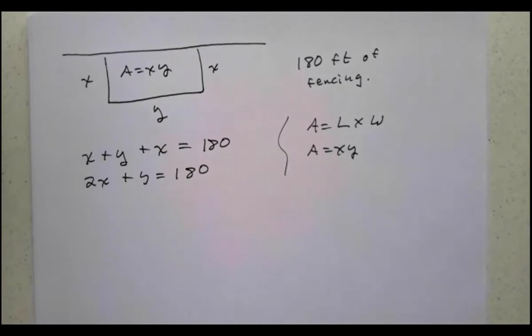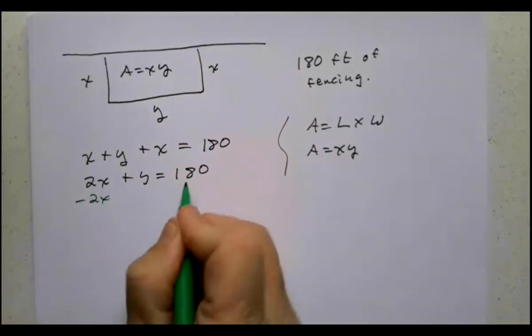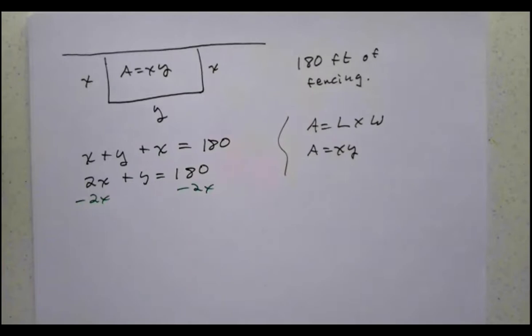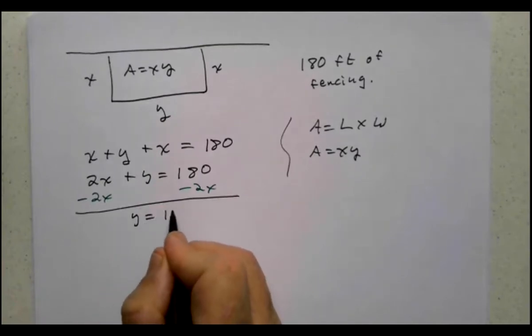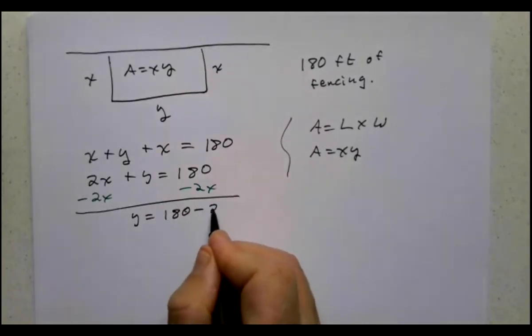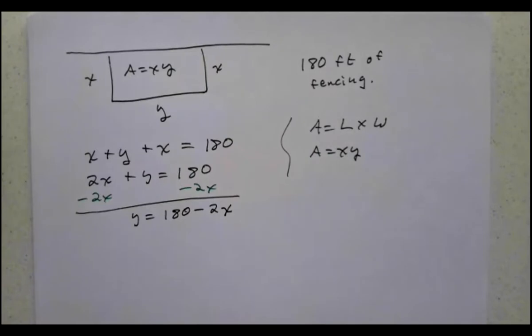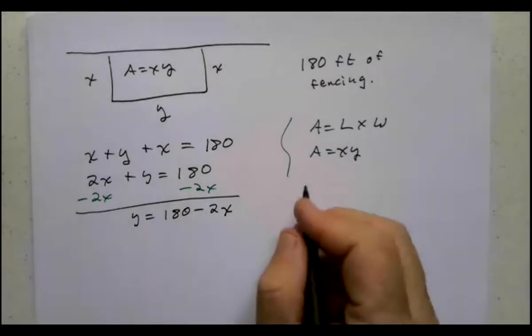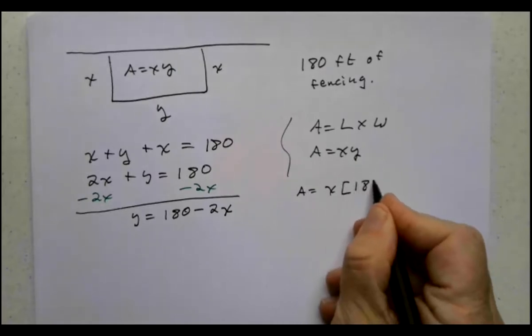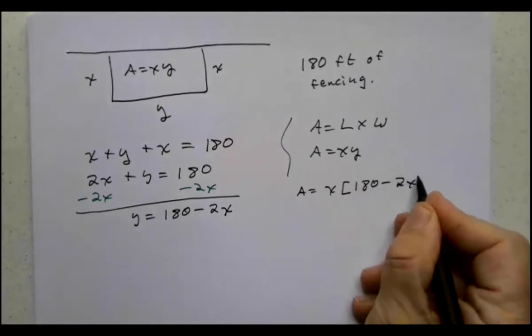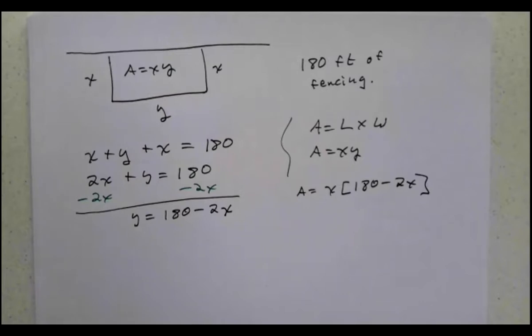I'm going to subtract 2X from both sides here. And what do I get? Y equals 180 minus 2X. So now my area is X times Y. My area function will be X times 180 minus 2X. And this is what we want to maximize. So let's do that.